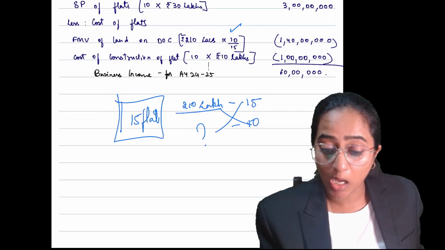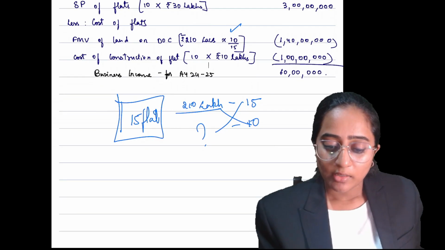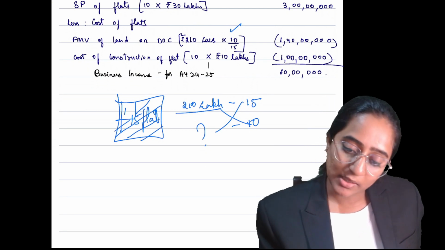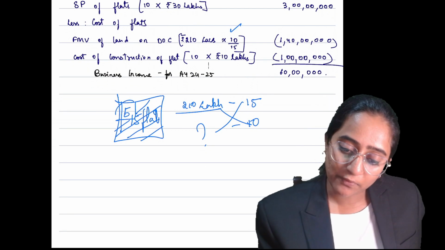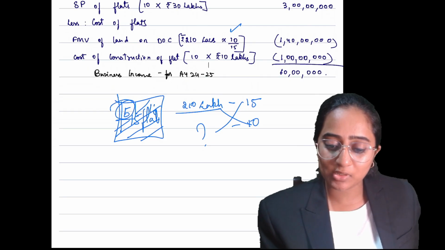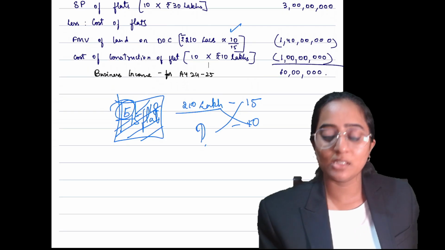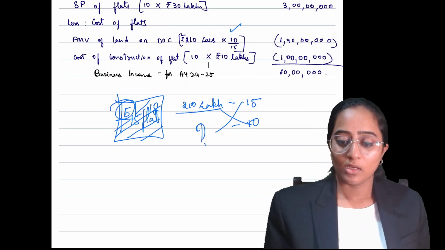How much would your capital gain to that extent of 10 flats be? Out of these 15 flats, 10 flats are sold, so the remaining 5 flats are there. These 5 flats I'm least bothered about. I'm only bothered about these 10 flats. So out of this, how much do you have for 10 flats? That is the point. Clear?